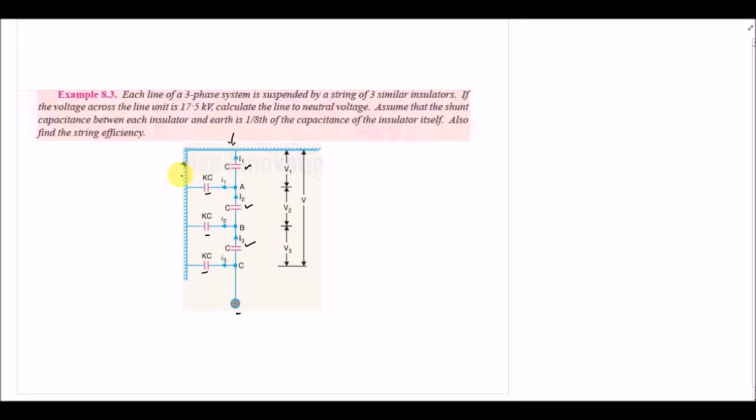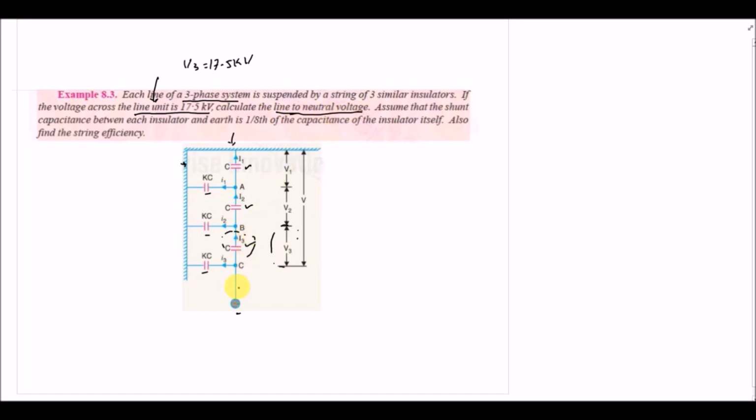From the question we know that it is a three-phase system, and the voltage across the line unit is 17.5 kilovolt. The line unit is the one closest to the conductor, this one, and the voltage across the line unit is V3. So V3 is equal to 17.5 kilovolt. Now we have to find the line to neutral voltage.